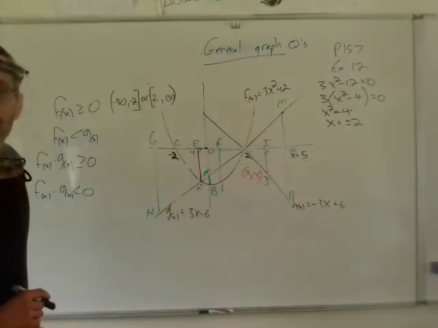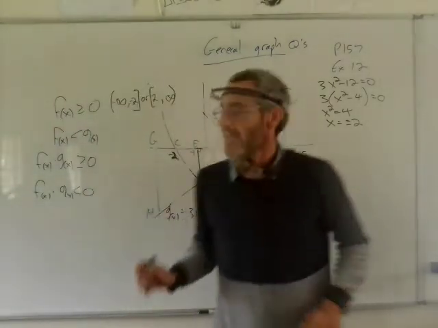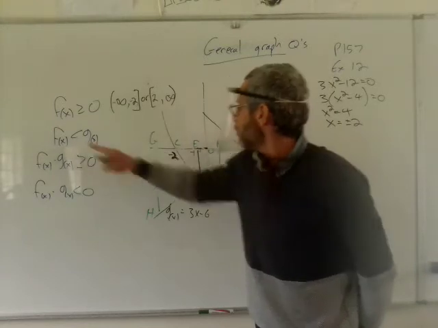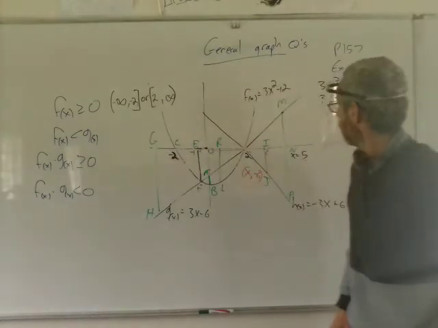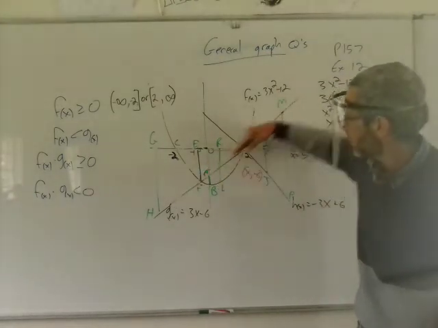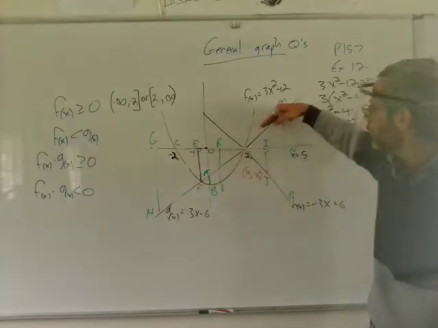Okay, for which values of x is f smaller than g? Which one is f? F is this line. For which value is f smaller than g?